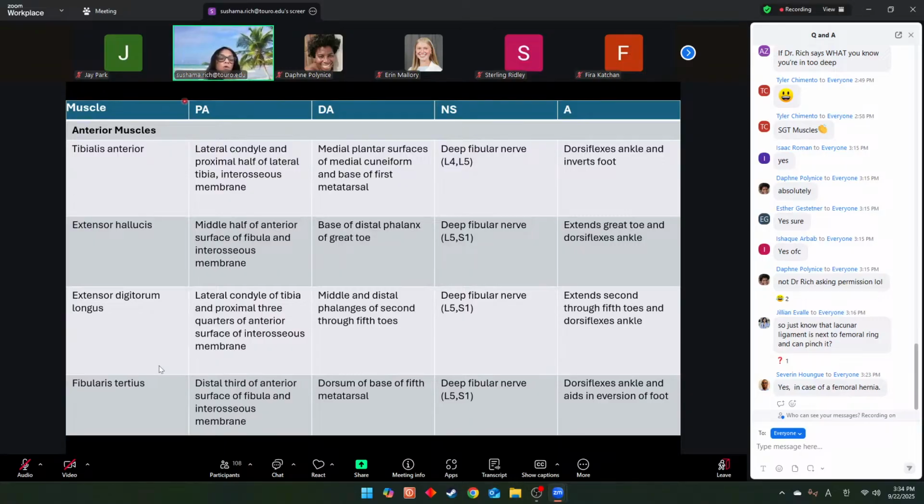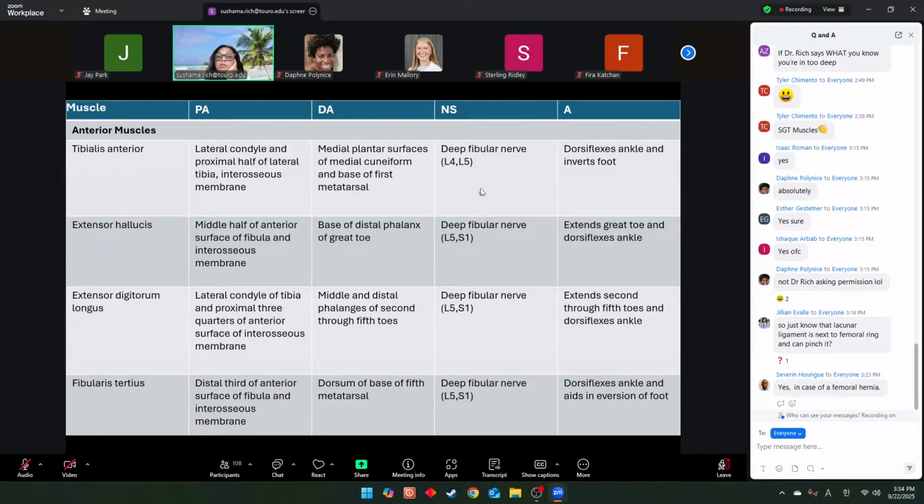Okay, so out of this, one of the things that's important to know, of course, we all know that the deep fibular nerve supplies all of these muscles. Fibularis tertius is an odd guy because he does dorsiflexion and he also does eversion. Just by the name fibularis, he belongs to the fibularis longus and brevis groups. He does eversion. So he does dorsiflexion, but he also does eversion.